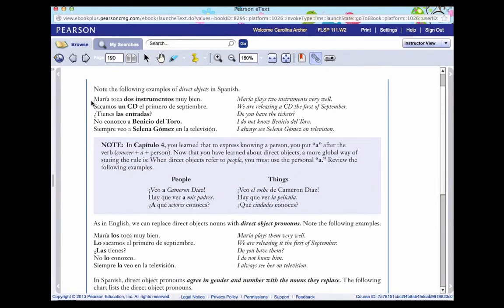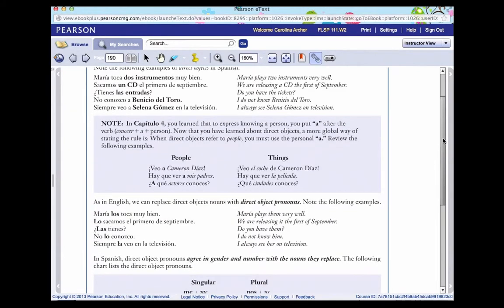So, for example, María toca dos instrumentos muy bien. Okay, María plays two instruments very well. You can say María plays them very well. So how are we going to replace dos instrumentos with a direct object pronoun? We're going to change it with los. Okay. So María los toca muy bien. Yes, María plays them very well. So los is replacing dos instrumentos. This is plural and masculine.